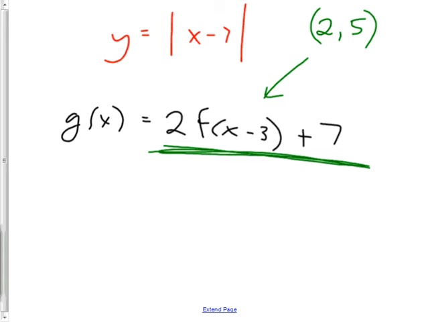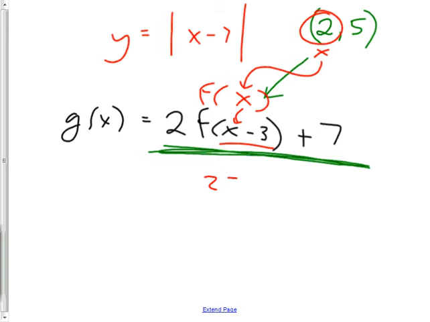Miss NA in the back row, explain how to get the x. You set the 2 equal to the x minus 3. Can you explain why? This is like f of x. Okay, so why are we setting the 2 equal to x minus 3? Because the 2 is the x. And that goes with this f of x. And that goes with this. And therefore, 2 is equal to x minus 3.